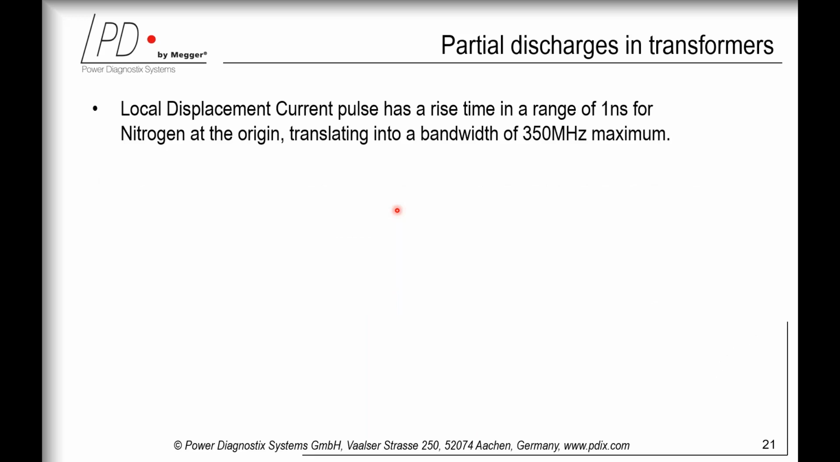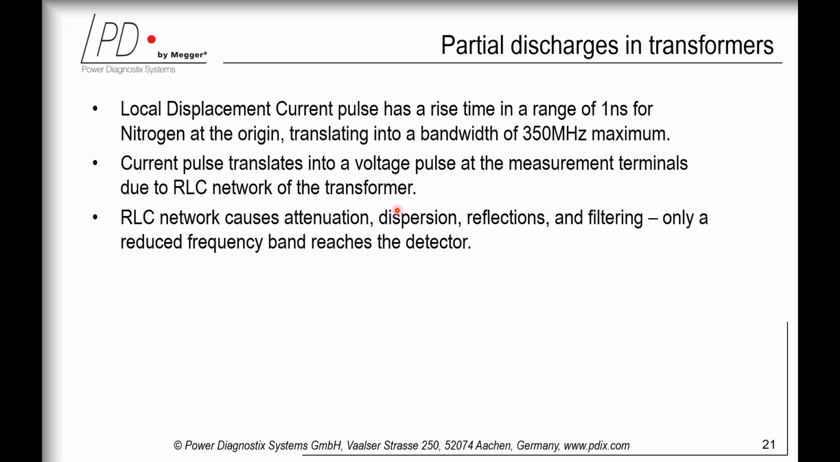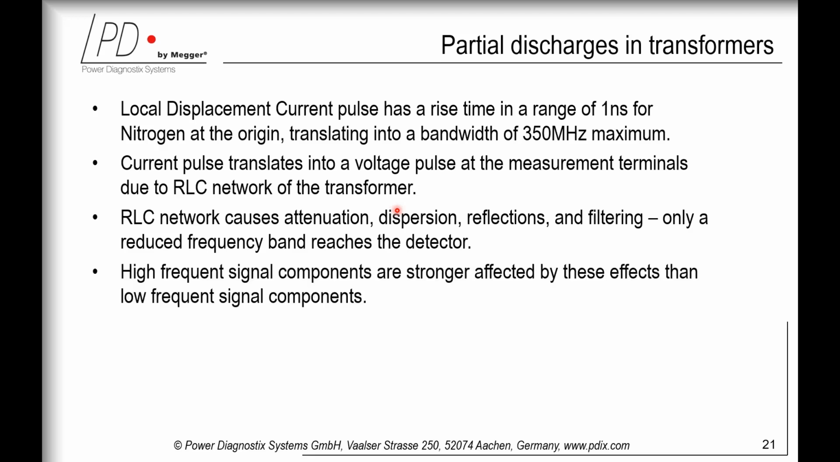At the origin, the local displacement current pulse has a rise time in a range of 1 nanosecond for nitrogen. This translates into 350 megahertz bandwidth maximum. Due to the RLC network of the transformer, the current pulse is translated into a voltage pulse on its way to the measuring terminals. And it's suffering under attenuation, dispersion, reflections, and filtering. So only a reduced frequency band reaches the detector. Especially, it's important to mention that these effects affect high-frequency signals stronger than low-frequency signals.